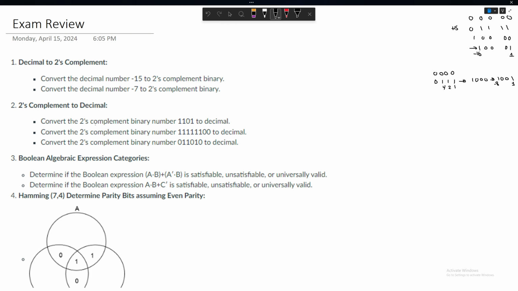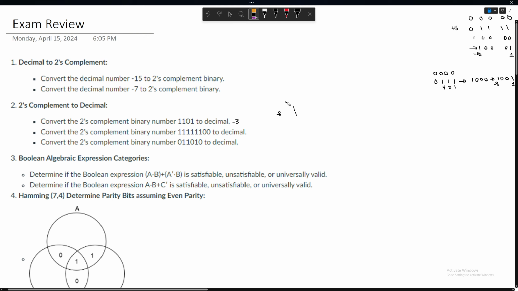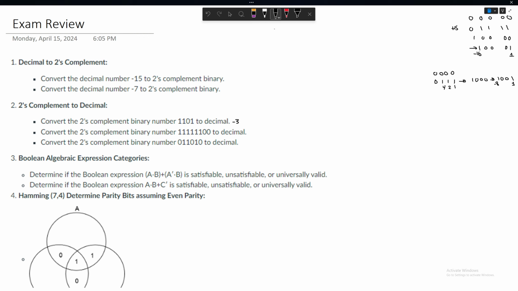Alright, now convert 2's complement binary number to a decimal. So you'll do the same thing. 1101. This is 1. This is 2. 2 doesn't count because it's a 0. So 4. And since this is 2's complement, this number is negative. And so -8 plus 4 is -4. Plus 1 is -3. Alright. Now let's do that again a couple more times, 2 more times.